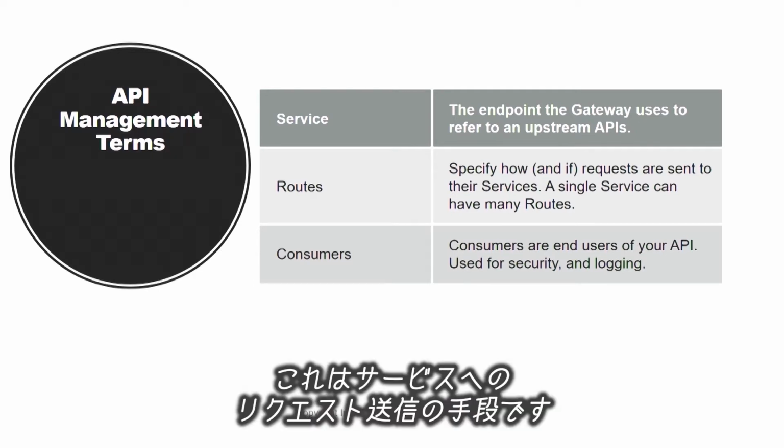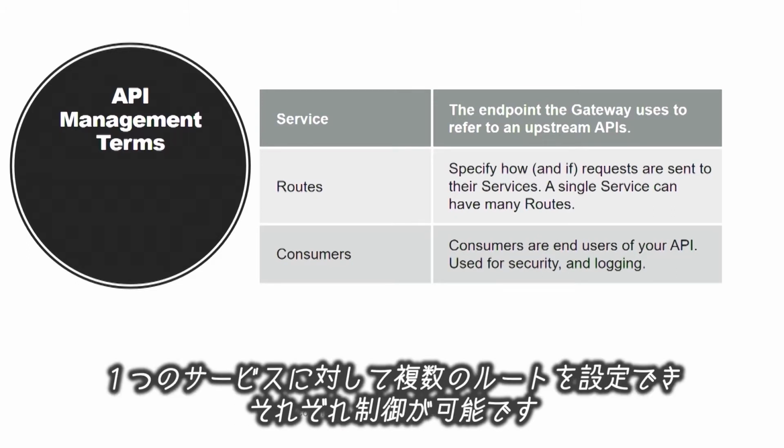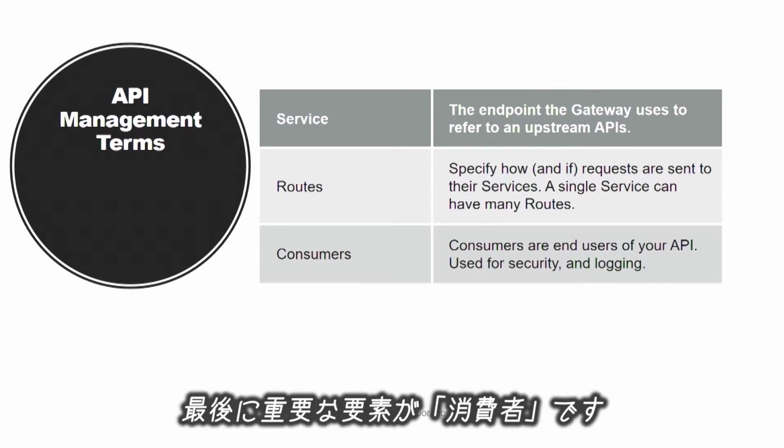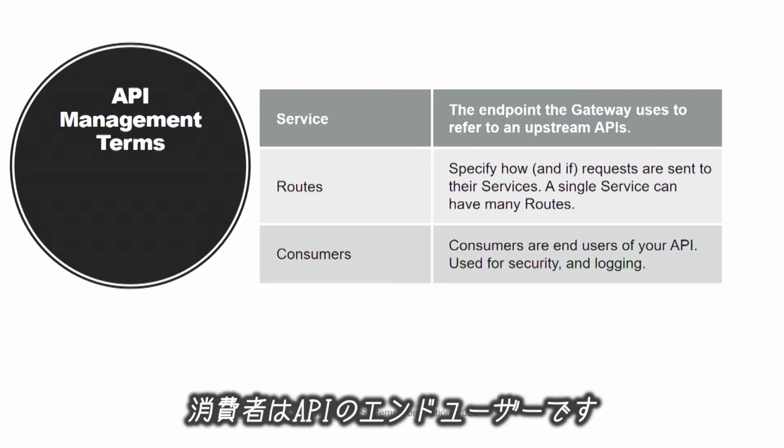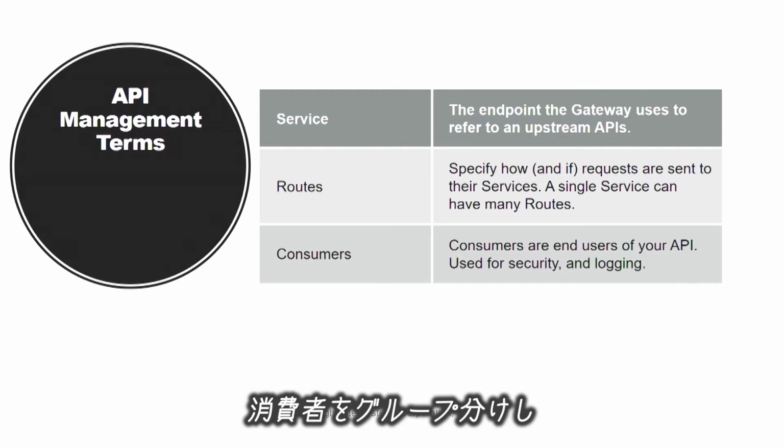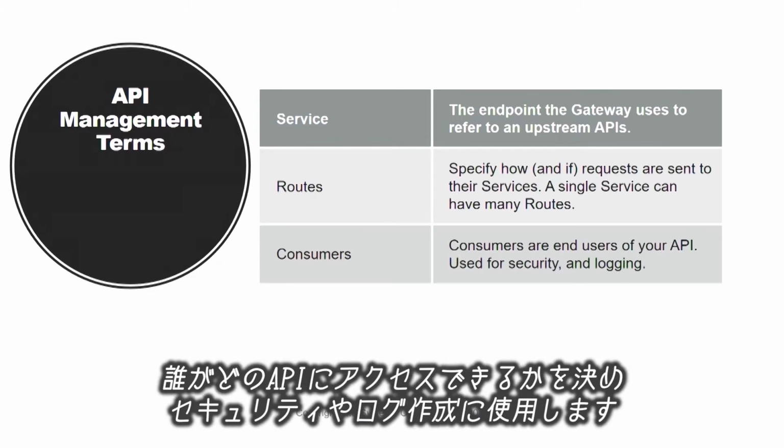You will have the opportunity to create routes. These are how those requests are sent to the services. And a single service can have many routes, so you can control every one of those routes. The last concept that's important to understand is consumers. Consumers are the end users of your API. These are the ones that you may want to group together so you determine who could access which API, and it's used for security and logging.